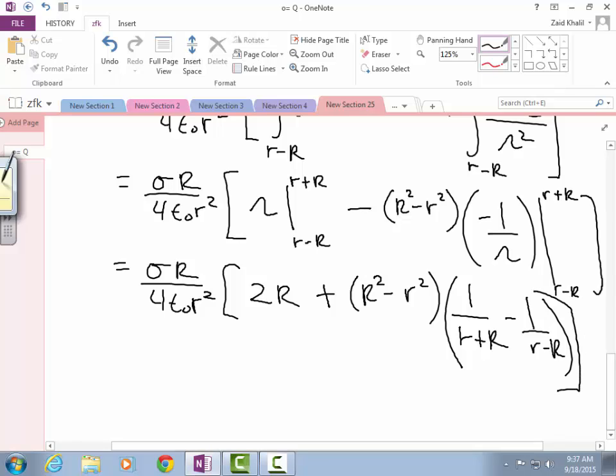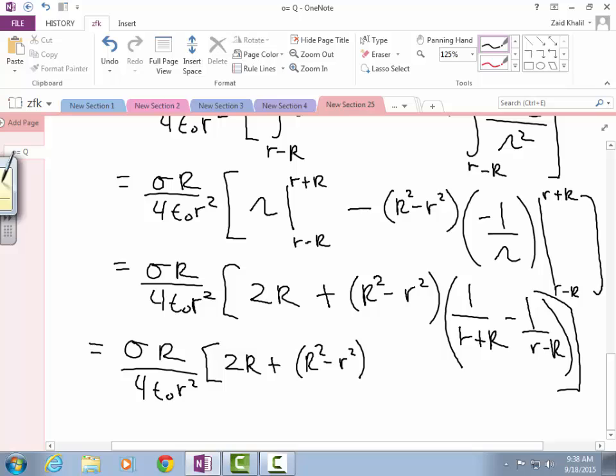Okay? So now, what do you see? You see sigma R over 4 epsilon 0 little r squared times 2r plus, well, what are you going to get here? Let's have a common denominator. What's that common denominator? So it's going to be R squared minus little r squared times... and what are you going to have in the numerator? Be careful, it's going to be backwards. So R minus R minus R, so negative 2 big R.